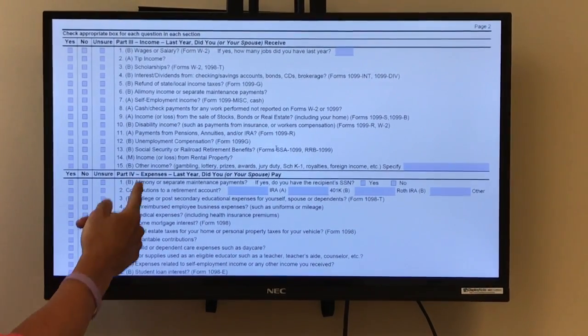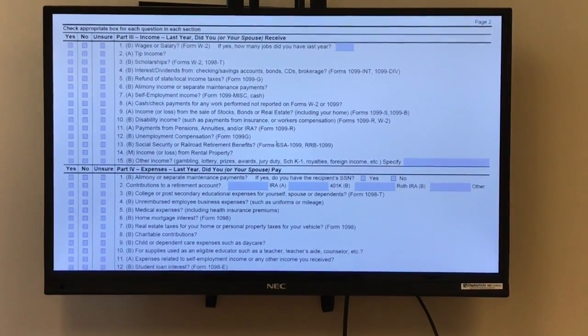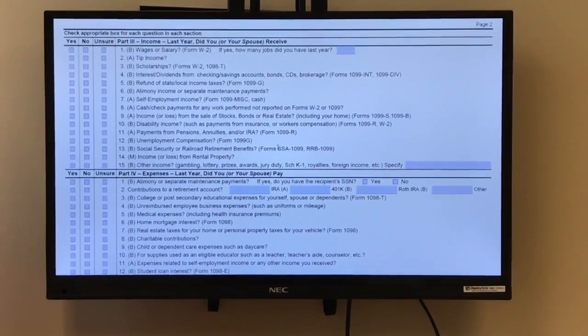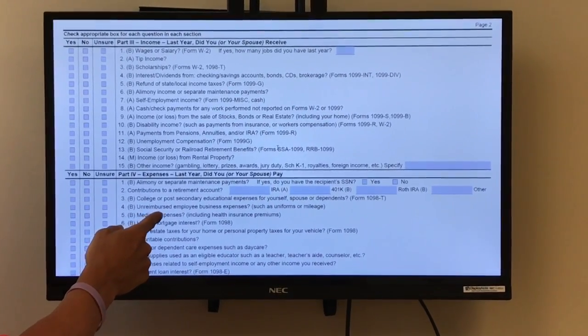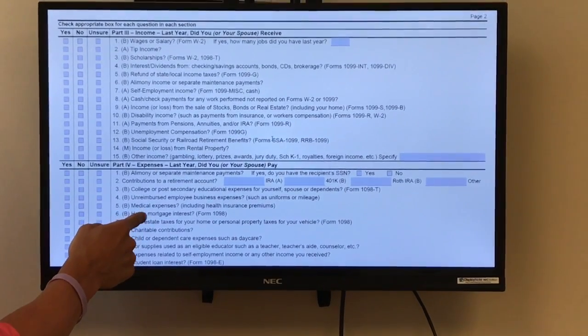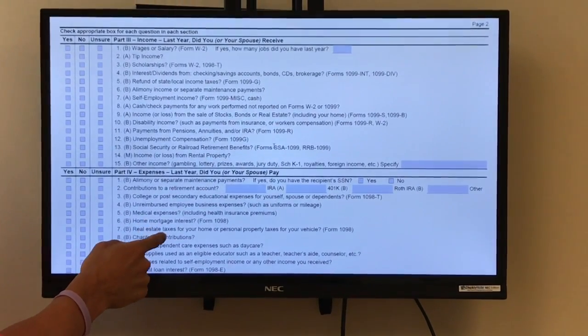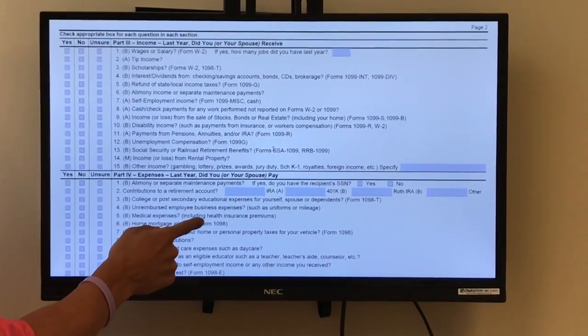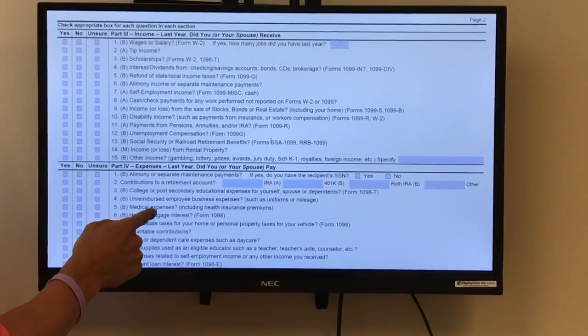Then moving down to expenses, it's the same kind of thing. Some of these are more common than others, so they might have medical expenses throughout the year, real estate taxes, home mortgage interest, and so on and so forth. And once again, like we were talking about before, if it's in parentheses and that situation applies, they need that corresponding document.